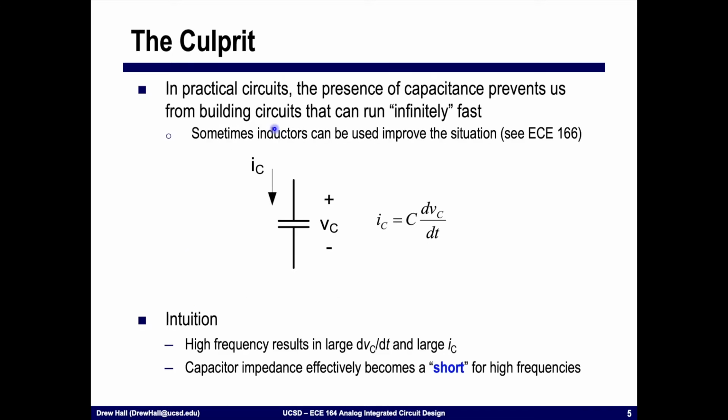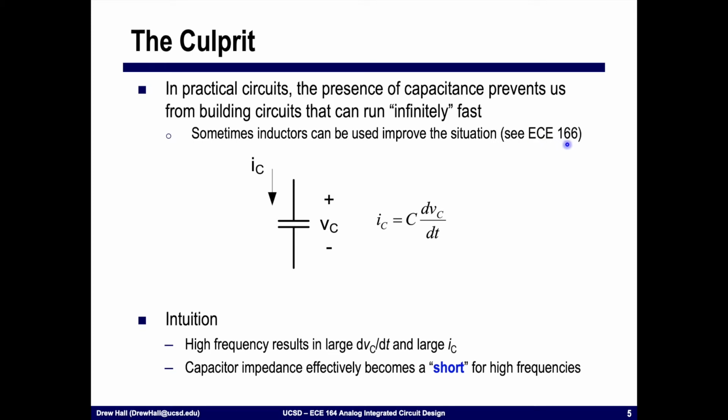So fundamentally, coming back to our thought experiment, why can't all circuits run infinitely fast? Well, it turns out that in every circuit that we're going to build, there's going to be capacitance, okay? And this capacitance is going to limit how fast the circuit can operate. There are some cases and some applications where you can use inductors in order to effectively cancel out capacitors. That's often done when you're doing what's called resonant circuits.